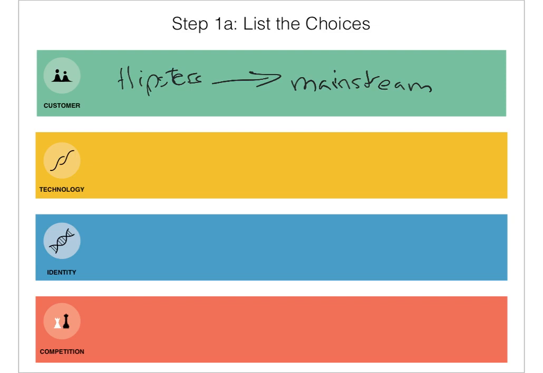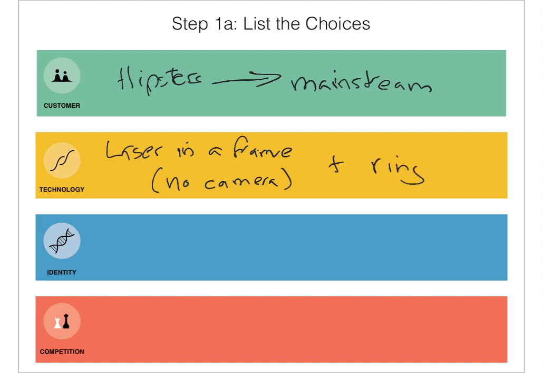What's their technology? They've got this little laser in a frame, and also the technology has other things like no camera, and they've got this little ring to move it around rather than, for instance, using voice. No voice. So they've sort of thrown away the external sensor environment in their technology choice for their current thing, for various reasons, but that's what they've currently done.